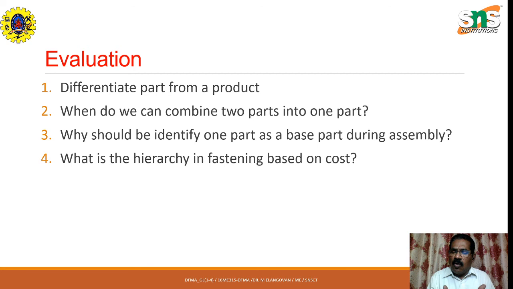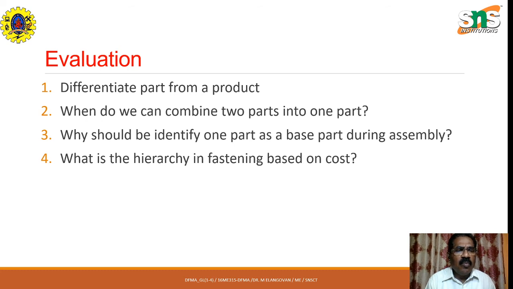When do you combine two parts together into one part? When there is no relative movement, when there is no electrical insulation or thermal insulation required, then I try and combine them into a single part. When it is not too long or bulky to be transported, etc., I try and combine into a single part.